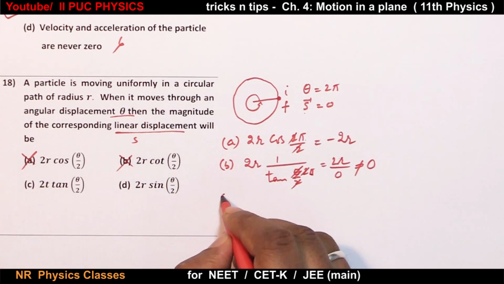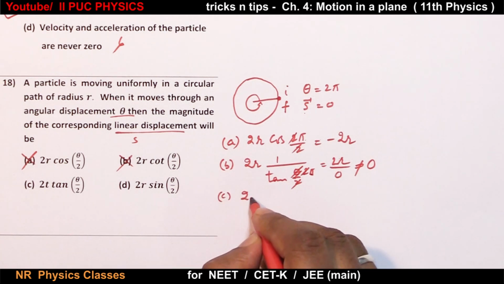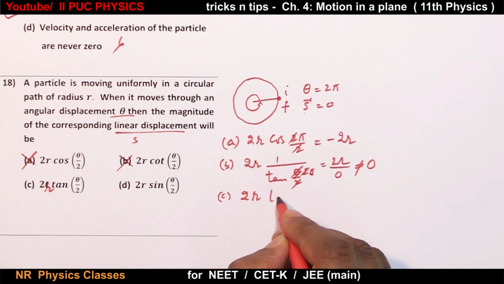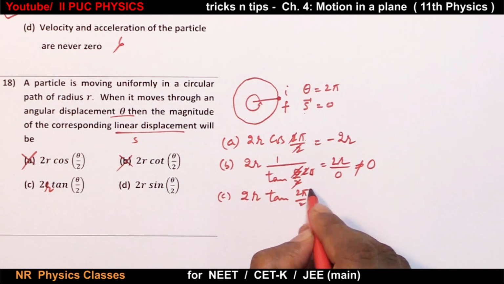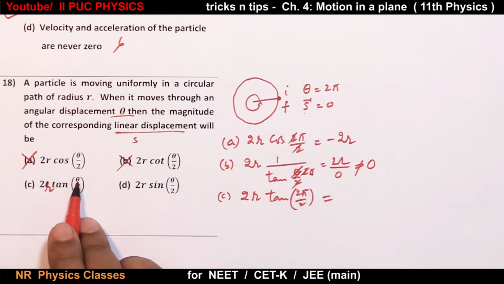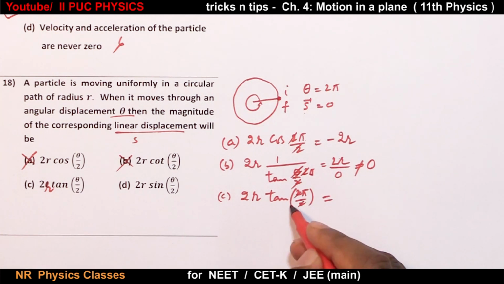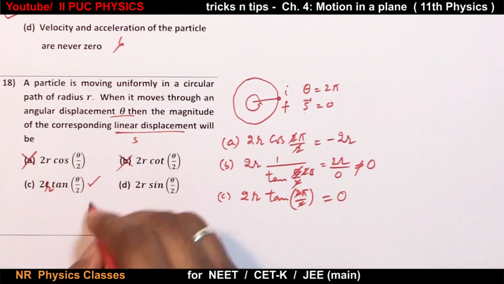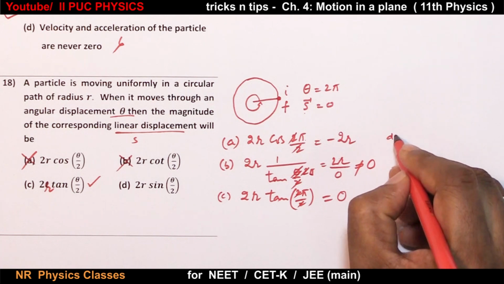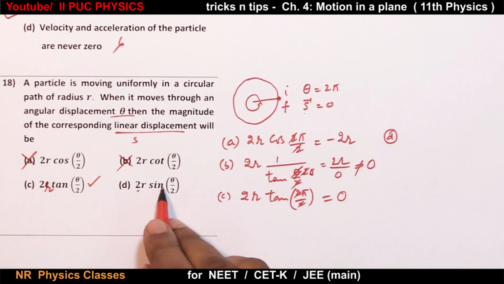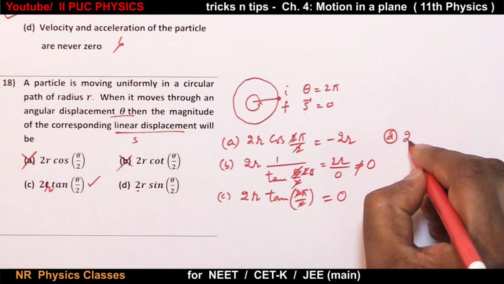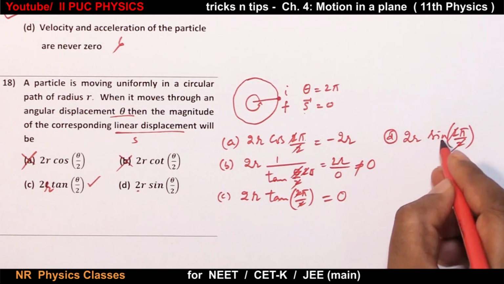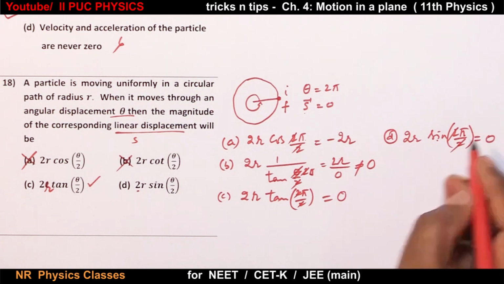Third, C. It is not t, this is r. 2r tan theta by 2. Substitute theta as 2 pi. The 2 cancels. Tan pi is 0. Yes, this could be the answer. Fourth, 2r sin theta by 2, that is 2r sin 2 pi by 2. 2r sin pi is 0. This could be the answer.